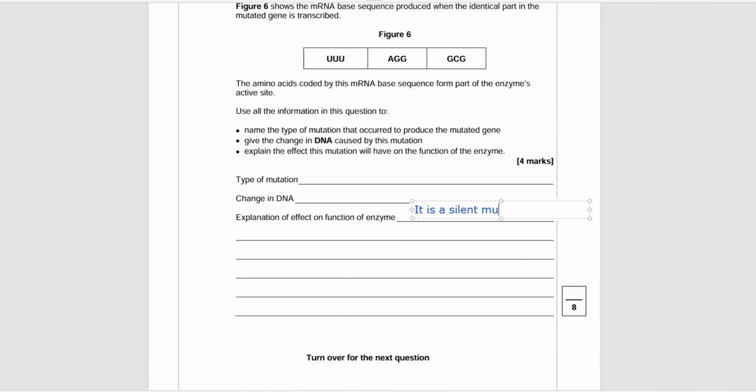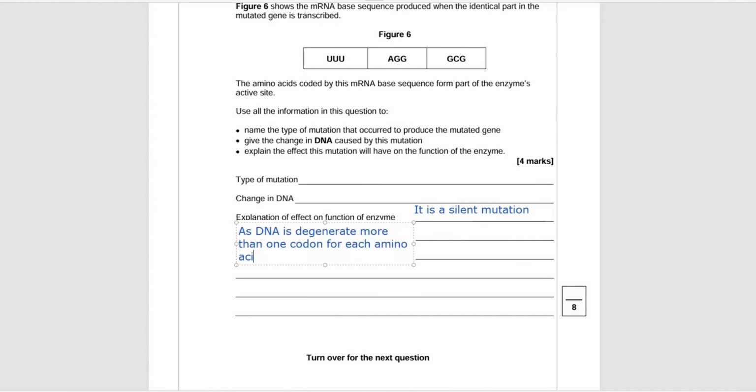So it is a silent mutation. And what this means is, as the genetic code is degenerate, meaning there's more than one codon coding for an amino acid, even though the C has been substituted for an A, both of these triplets still code for the amino acid arginine. What does this mean in relation to the enzyme?